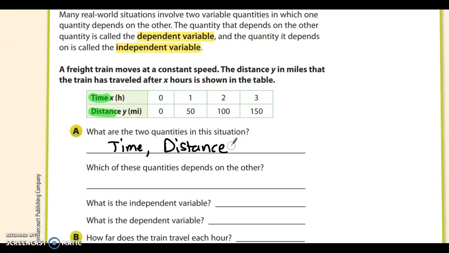And which of these quantities depends on the other? Well, I want you to think about it. One of these things will happen whether the train is traveling or not, and the other one depends on the other. So what will happen regardless? Time will pass no matter what. Whether the train's broke down or whether the train is moving, time will pass. But the distance the train goes can only depend on the time. So what we're going to say here is that the distance of the train depends on time.